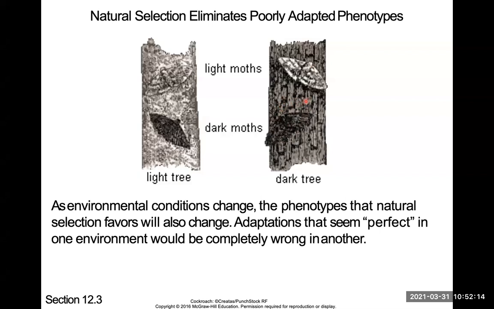So the environment changed. As the environmental conditions change, the phenotypes that were favored are not favored any longer. Adaptations that seem perfect, like this one with the light color on the tree, are not well adapted here because they're easily detected. So the environmental conditions can change. It can favor one allele or one characteristic, and then it won't favor that any longer if something happens or it changes.